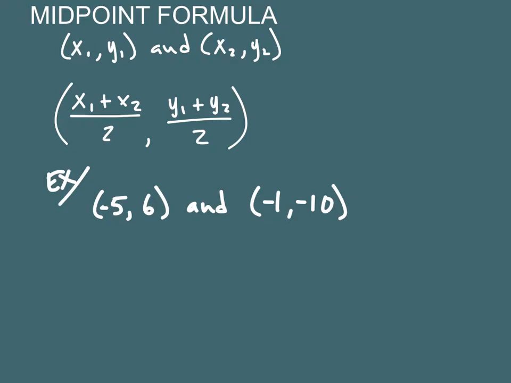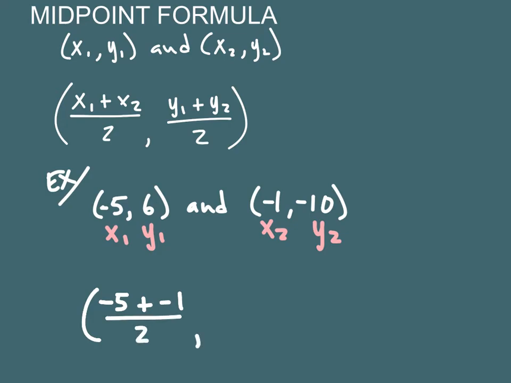All right, so let's calculate the midpoint between these 2 points. And I'm going to do all the math, and then I'll show you the graph of what this looks like. So first thing I want to do is label this as x1, y1, x2, y2. And I'm going to substitute these numbers into this formula. So from here, what I want to do is replace x sub 1 with negative 5 plus negative 1, which is x sub 2, over 2, comma, let's do 6 plus negative 10, then all over 2.